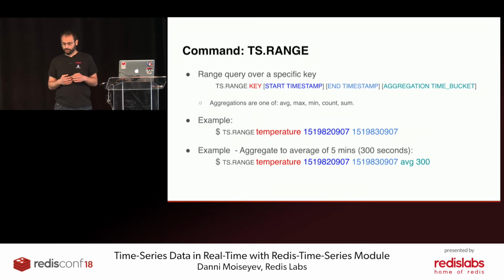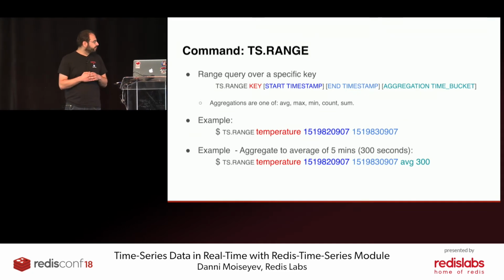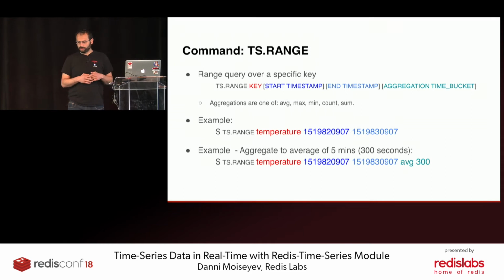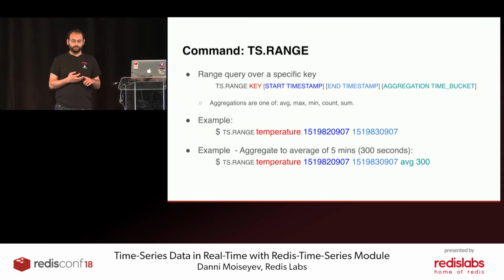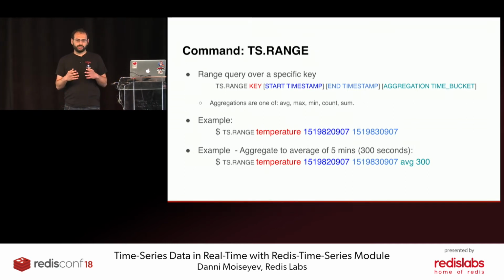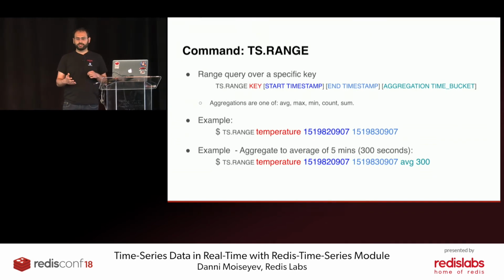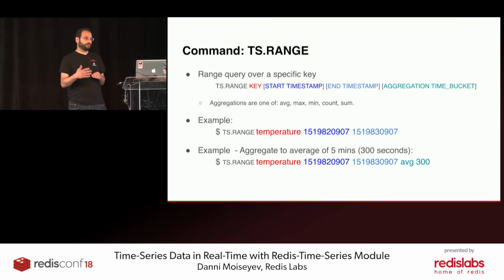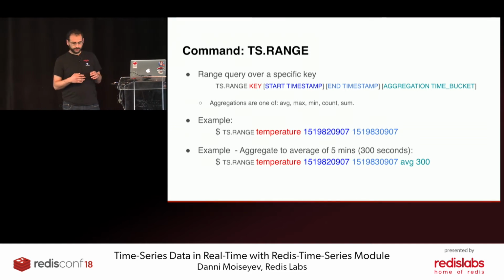So for example, at the bottom, you have a temperature query. We have from X timestamp to Y timestamp, and then we want to average the samples in 5 minute buckets using average. So that's the aggregation here. You can have average, max, minimum, count, and sum. All the aggregations around the time series are the same. Everywhere where you can use aggregations, it's all the same aggregations. Currently, it's those 5. But in the future, we probably will add more. That's it for TS.RANGE.